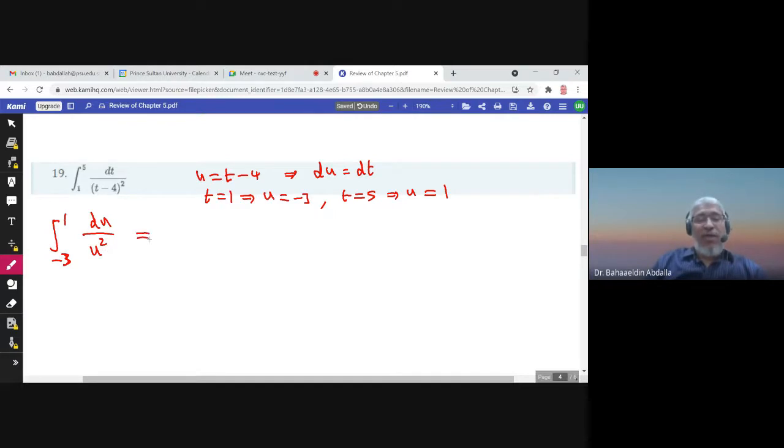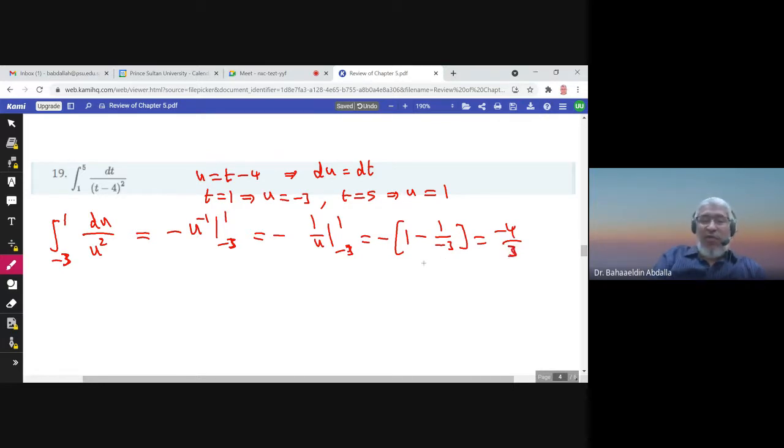So this can be written as u to the power -2, and the integral is u to the power -1 over -1, or multiplied by -1, from -3 to 1. So it's -1 over u from -3 to 1. So it is negative. Replace u by 1, so I have 1 minus 1 over -3. So this would be 1 plus 1 over 3, which is 4 over 3 times minus. So the answer is -4 over 3.